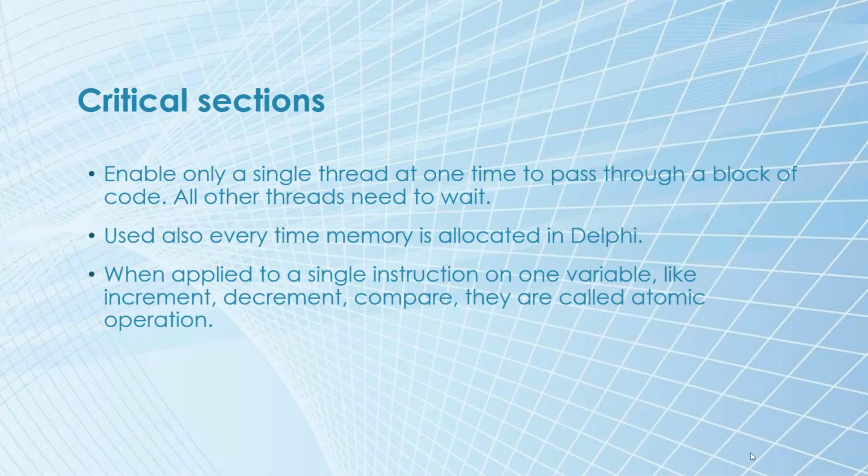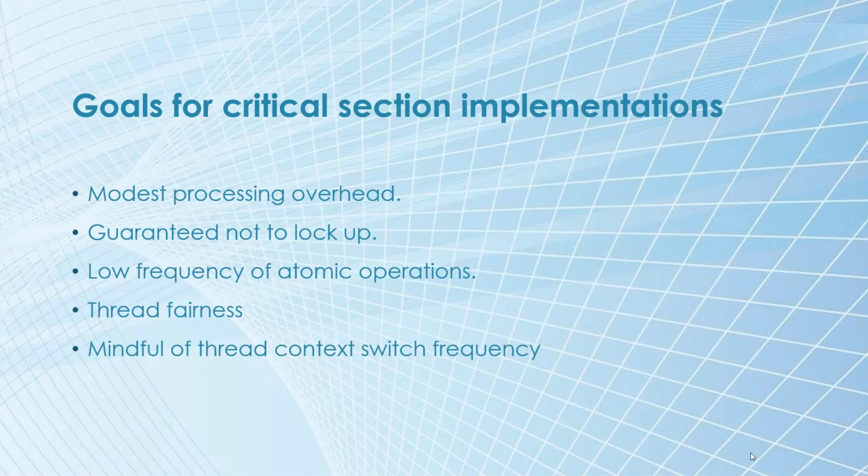The critical sections enable only a single thread at one time to pass through a block of code. All other threads need to wait. They are used every time memory is allocated in Delphi, and when applied to a single instruction on one variable like increment, decrement, compare, they are called atomic operations.